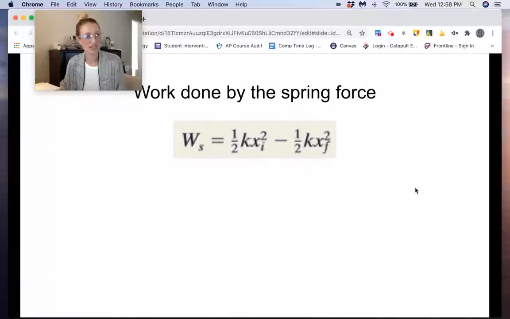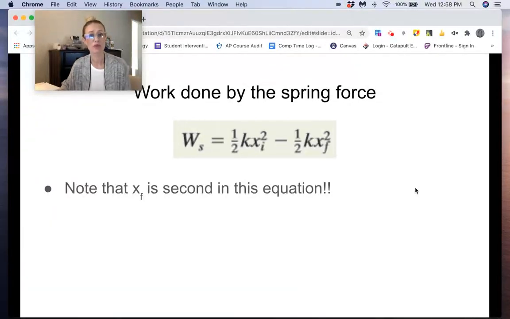Now, it's an interesting equation because it looks very familiar, right? It looks like the work energy theorem, and that 1/2 kx squared, we know that is our elastic potential energy equation. So you have to be very, very careful with this because you guys are used to using your final minus initial all the time, but we have to note that x final is in the second part in this equation. So it's initial minus final. All right, so be very careful about this when you use this equation.